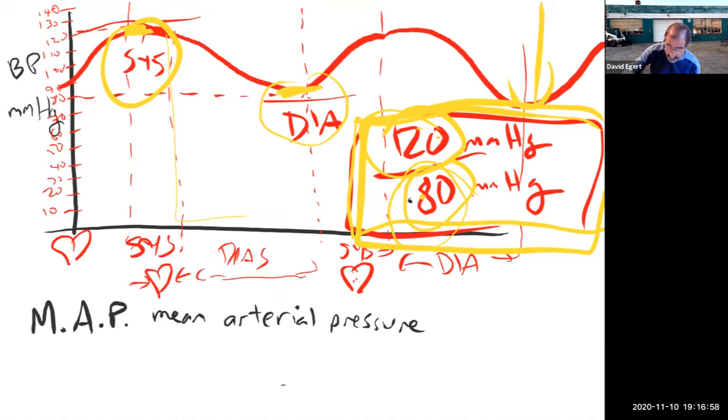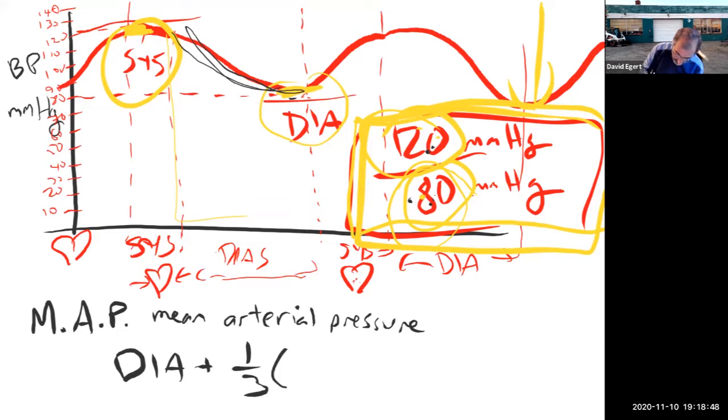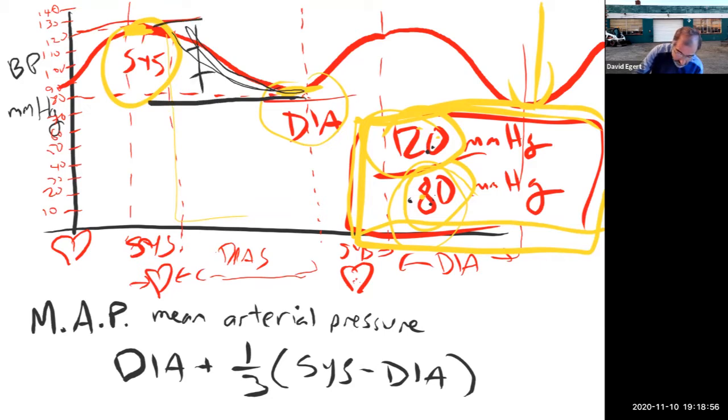You can't just average these because we spend more time down near diastolic than systolic. So mean arterial pressure is defined as the diastolic plus 1/3 of the systolic minus diastolic. So it's basically this plus 1/3 of this distance.